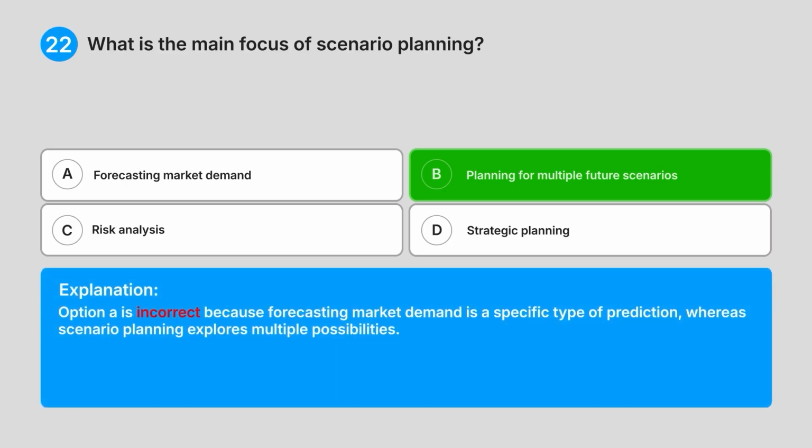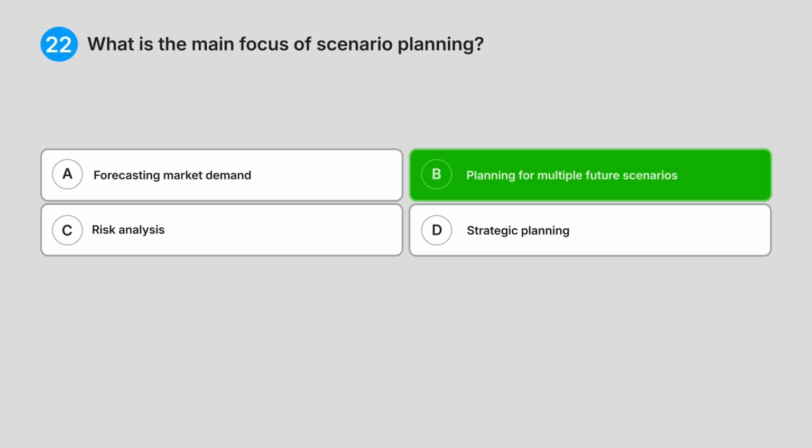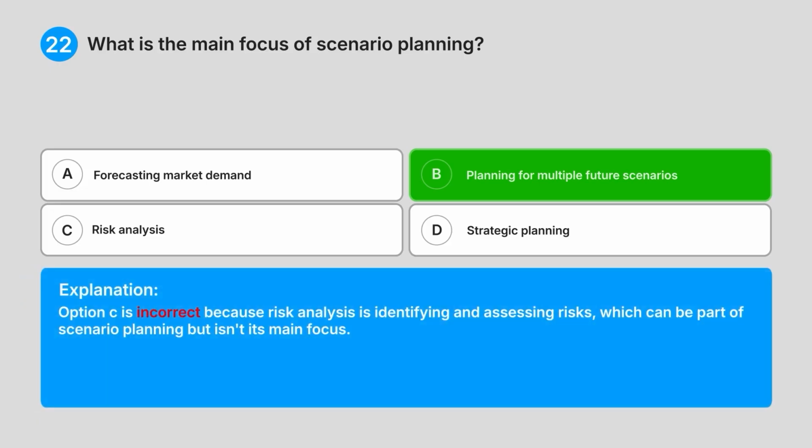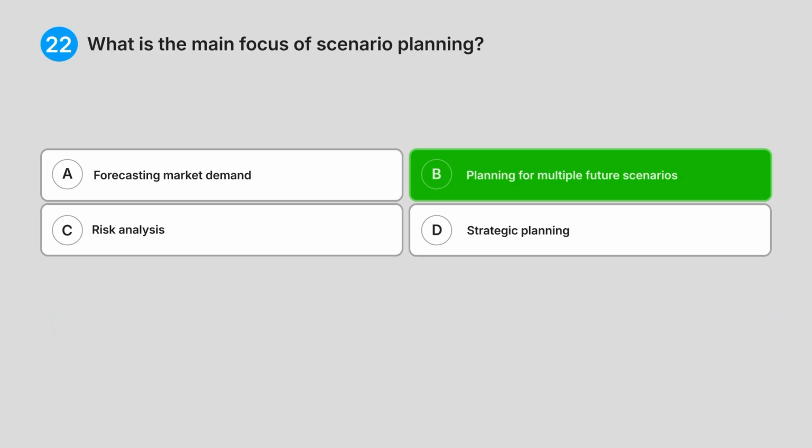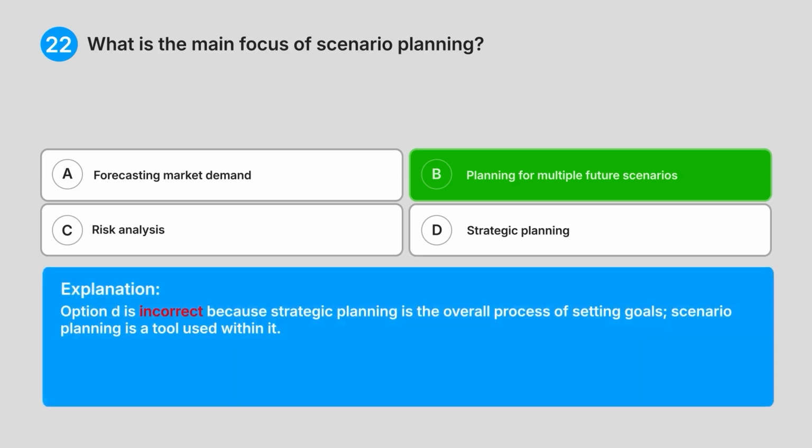Option A is incorrect because forecasting market demand is a specific type of prediction, whereas scenario planning explores multiple possibilities. Option C is incorrect because risk analysis is identifying and assessing risks, which can be part of scenario planning, but isn't its main focus. Option D is incorrect because strategic planning is the overall process of setting goals. Scenario planning is a tool used within it.